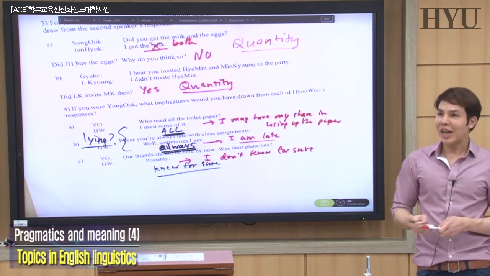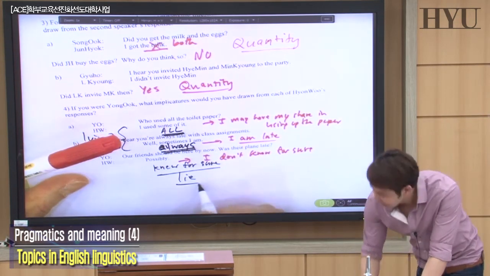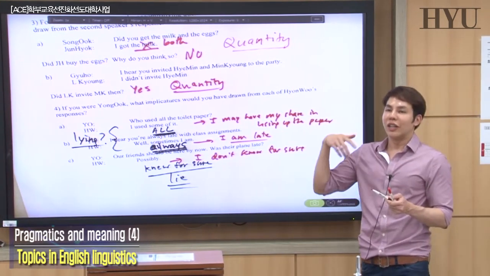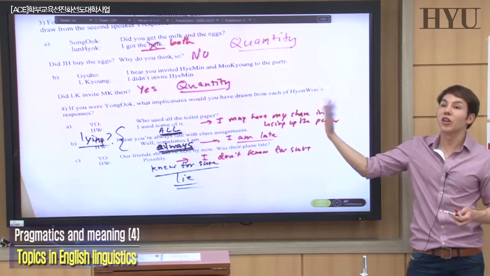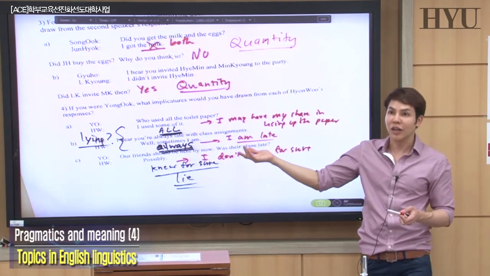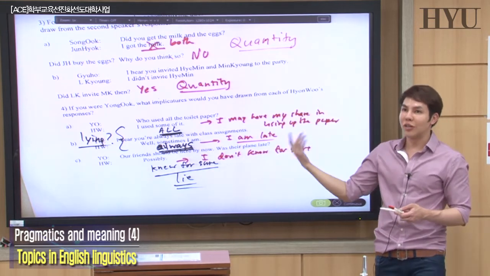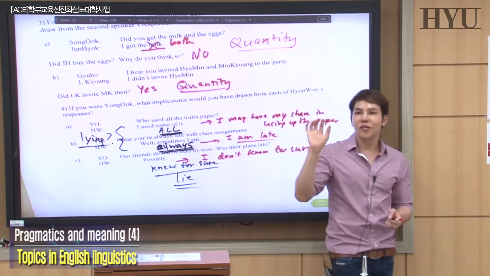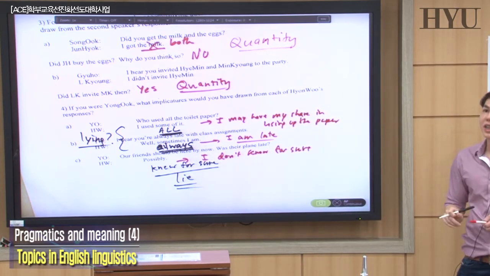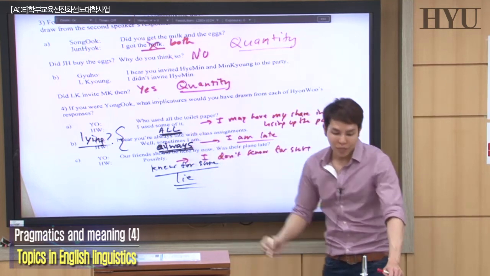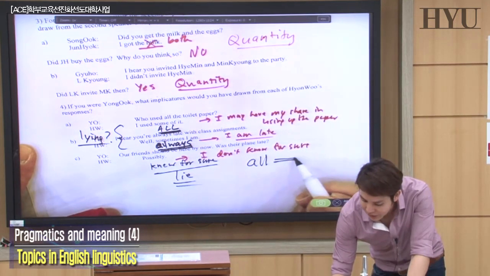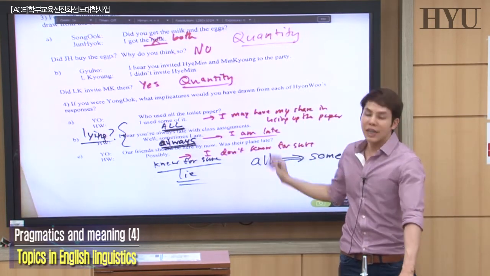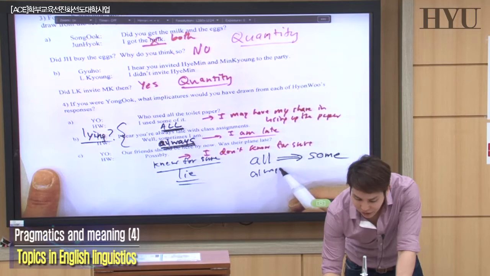It depends on what you mean by lying, right? What is a lie? A lie is something that you say so that the other person does not know about your intention to lie. But in this case, it's kind of a borderline case, because when you say some, all entails some, right? All always entails some. Always entails sometimes.